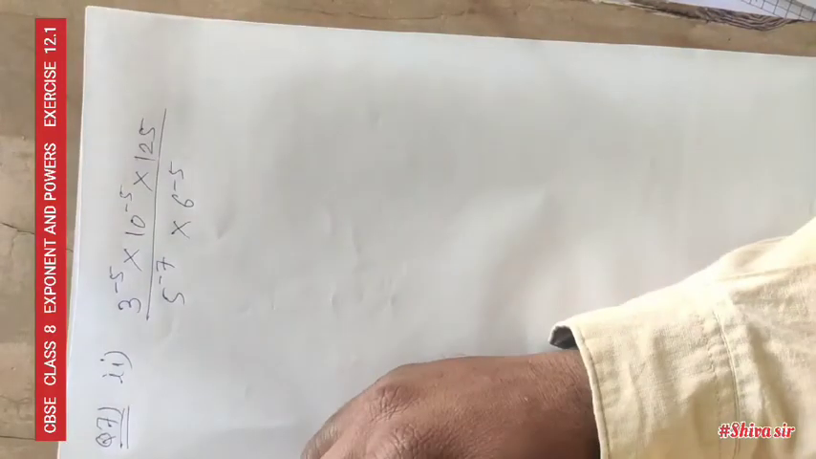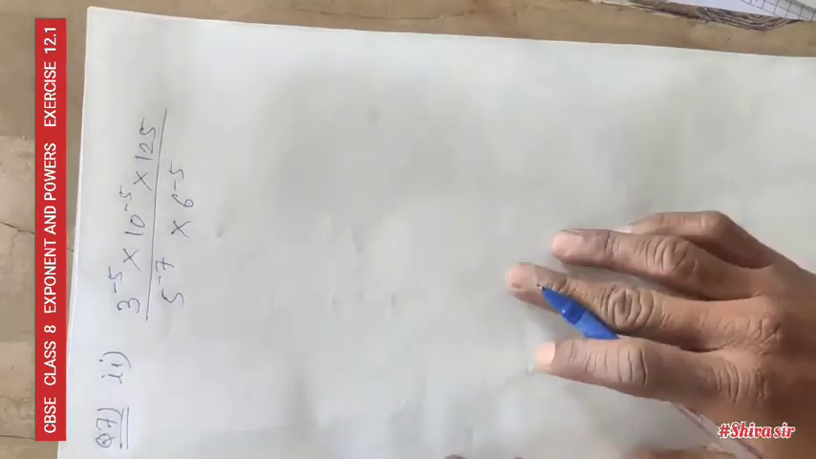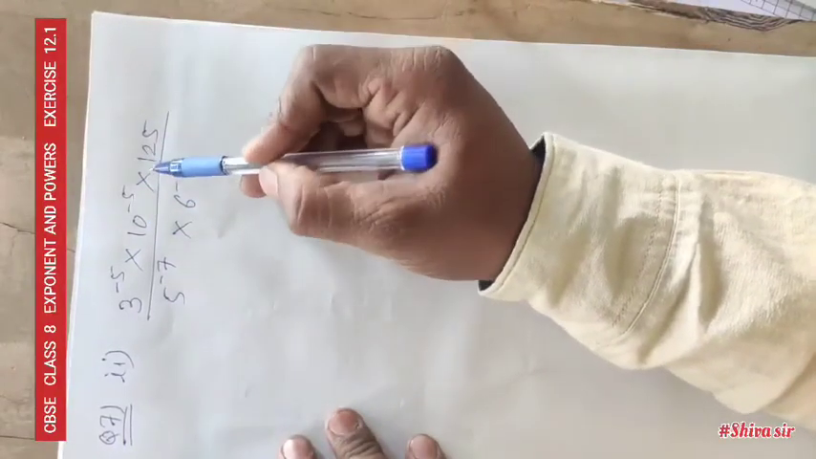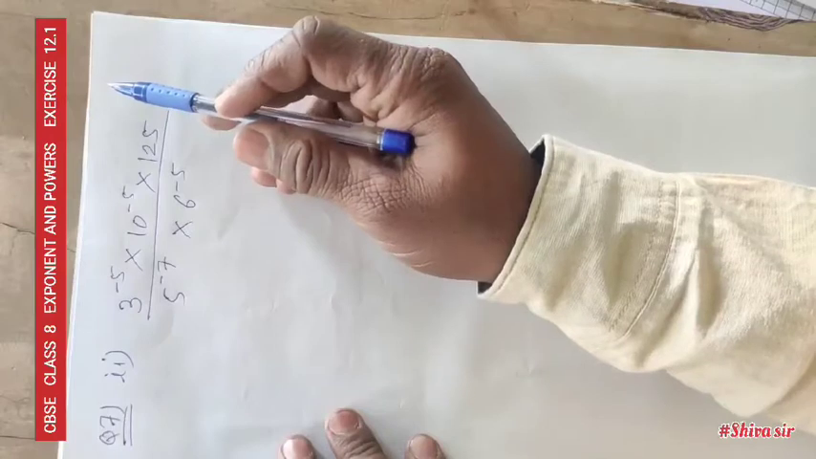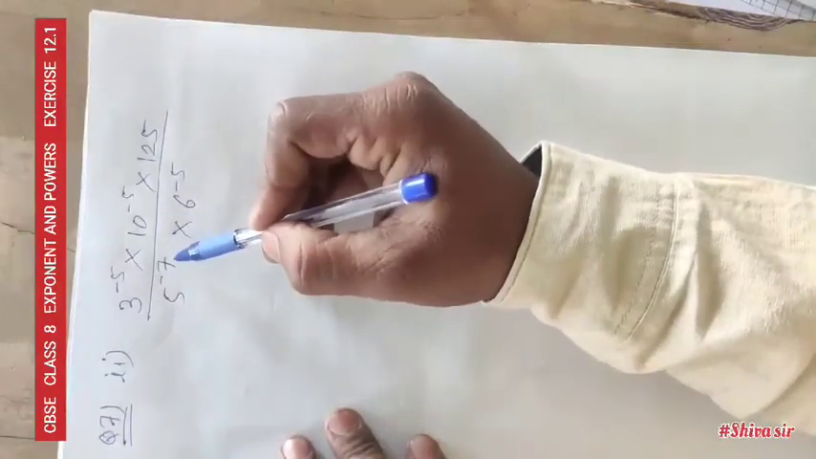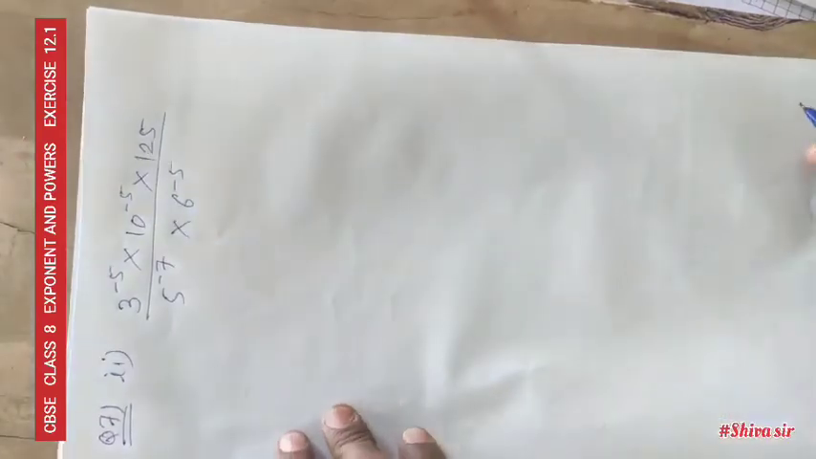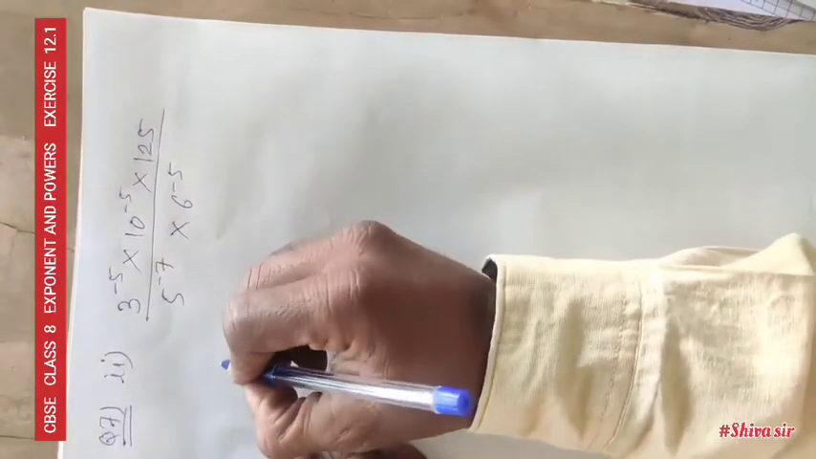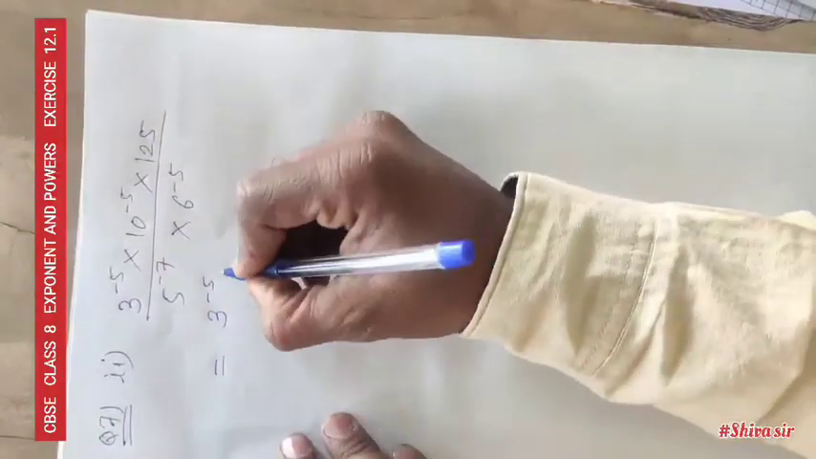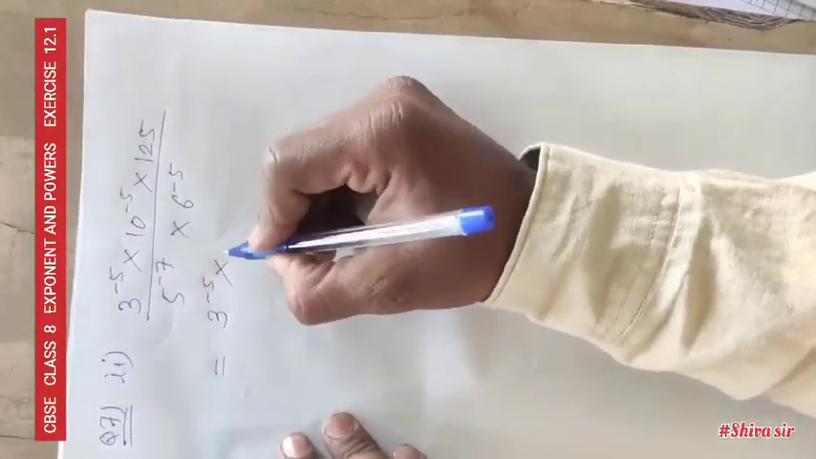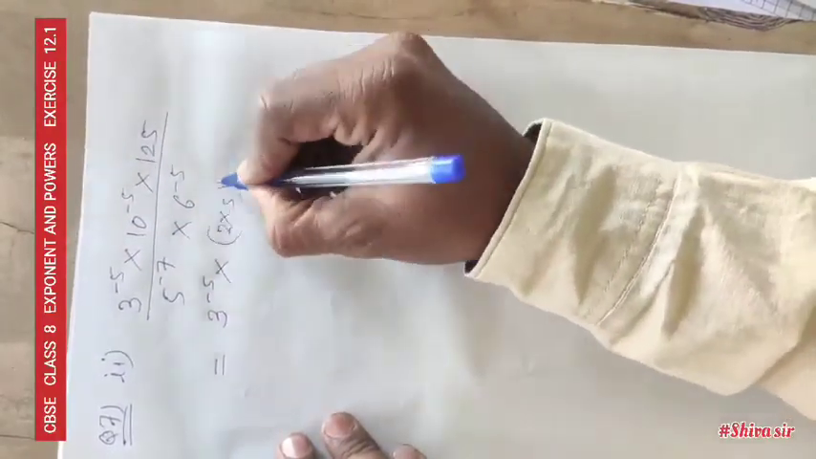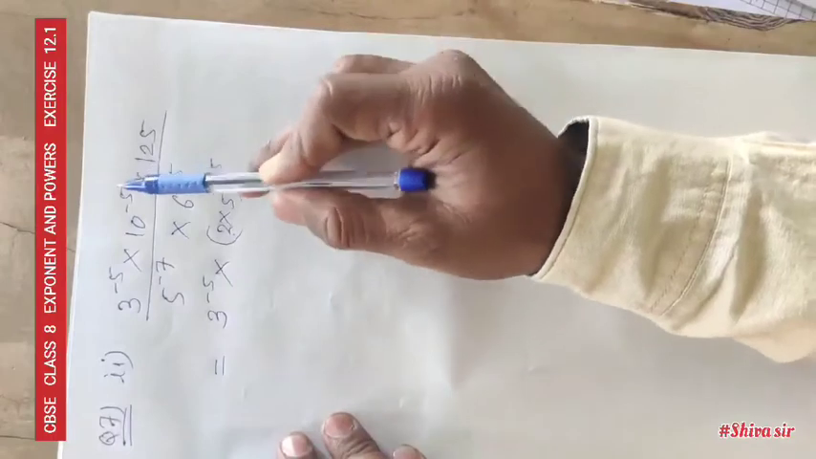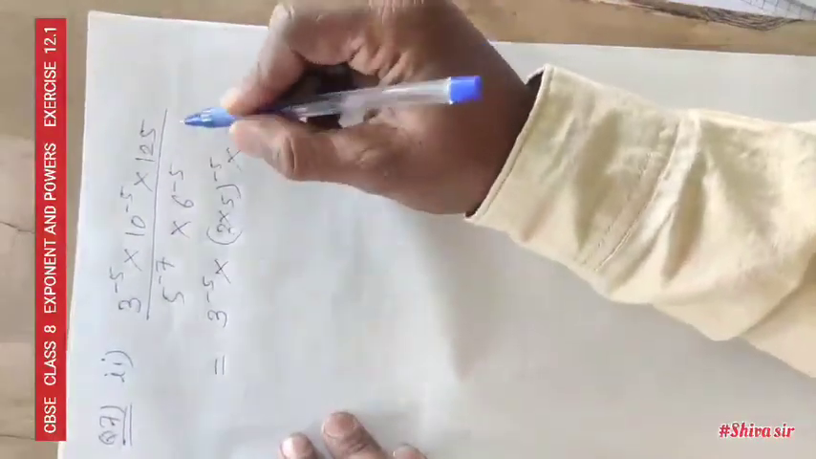Dear students, in question number 7, our second example is 3 raised to the power minus 5, 10 raised to the power minus 5 into 125 upon 5 raised to the power minus 7 into 6 raised to the power minus 5. In this type of example, we make the factorized terms. That means 3 raised to the power minus 5 as it is. But instead of writing 10, you simply write 2 into 5 raised to the power minus 5. The factors of 10 are 2 into 5, and the power minus 5 stays as it is.